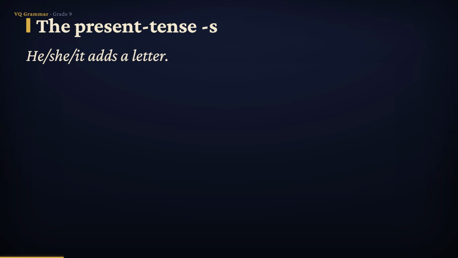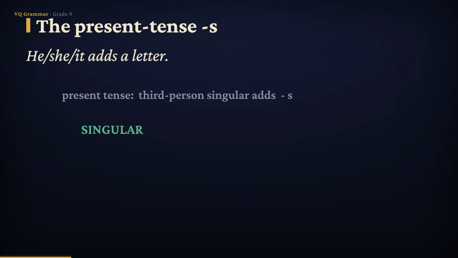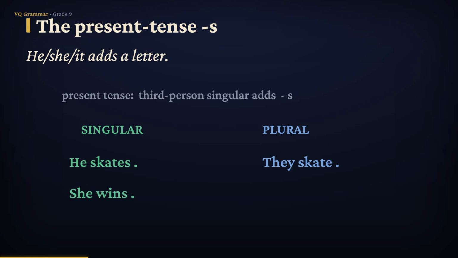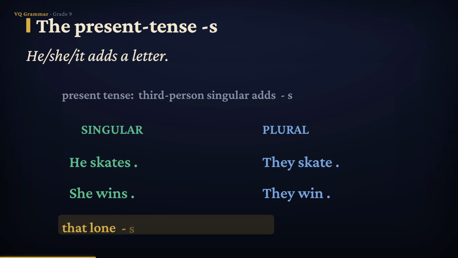Most of the action happens in the present tense, so let's zoom in there. Here's the rule that trips people up. When the subject is third person singular, he, she, or it, the verb quietly adds an S. When the subject is plural, it does not. Watch the pairs. He skates, but they skate. She wins, but they win. Do you hear that lone S? It's a small signal that just one doer stands behind the action.